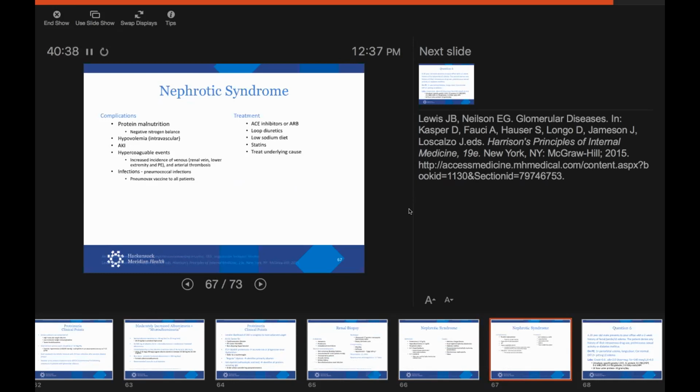The treatment is to treat the underlying cause. So if they have membranous nephropathy, how do you treat membranous nephropathy? That's another lecture that you can come to. These lectures are fun, by the way. You have to treat the underlying cause, otherwise the nephrotic syndrome won't go away. But if you're doing everything you can and they still have nephrotic range proteinuria, then you put them on ACE inhibitors and loop diuretics to control their edema, etc.